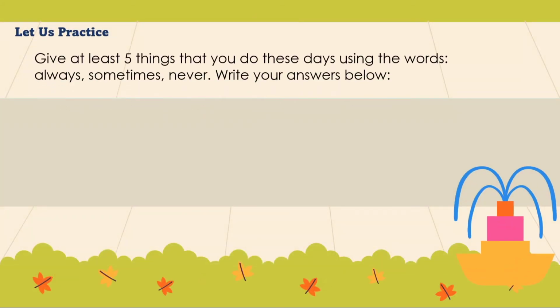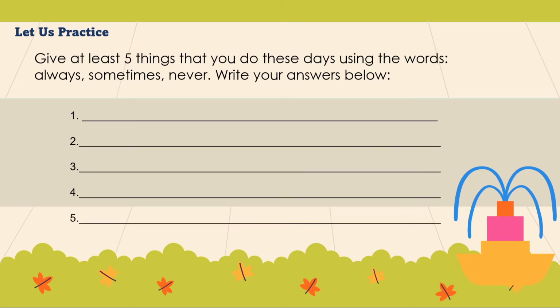The COVID-19 pandemic makes us stay at home so that we can avoid being contaminated by the virus. It is also expected that you should have stayed at home and followed the safety measures. Can you give at least 5 things that you do these days using adverbs of frequency always, sometimes, or never? So you're going to give at least 5 sentences. In your answers, there are actions you do always or often, sometimes or rarely, or never, or not at all.